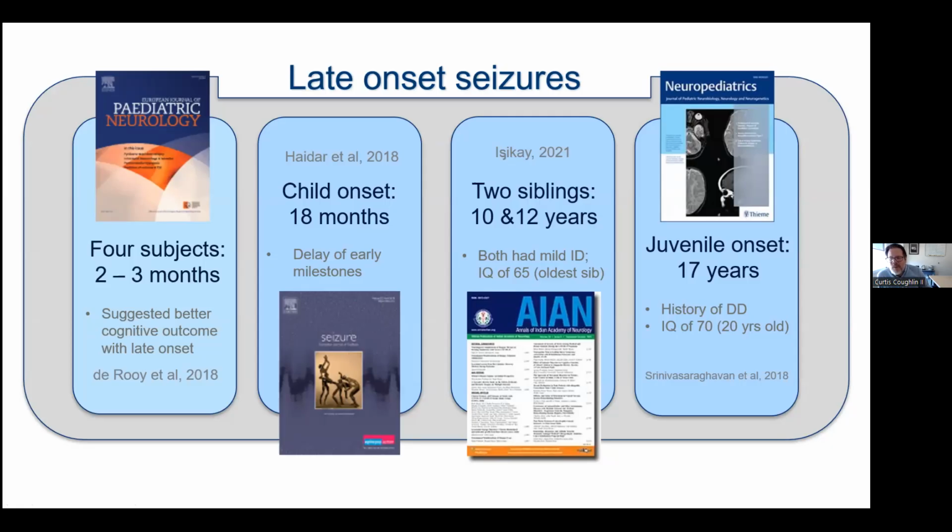So think about the one all the way to the right. She had her very first seizure at 17 years of age. And what really drives me crazy is when people say that she presented with symptoms at 17 years because she had a lifelong history of developmental delay and intellectual disability.